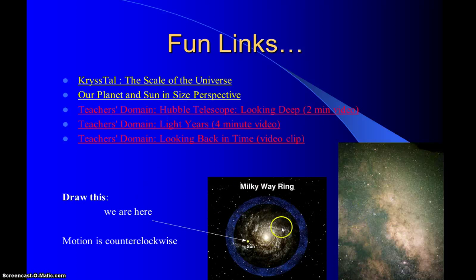Here's a picture of the Milky Way. It's an artist rendition. Obviously we can't get a picture of our own Milky Way because we're in it, but here we are off the side, and the motion is counterclockwise. It's moving in this direction. And this is what Hubble sees. It's also a little bit of what we see. Hubble is a little bit sharper in its perception because it doesn't have the atmosphere that we have that interferes with what we can see.